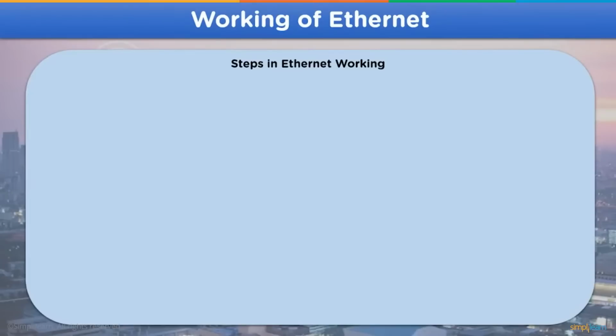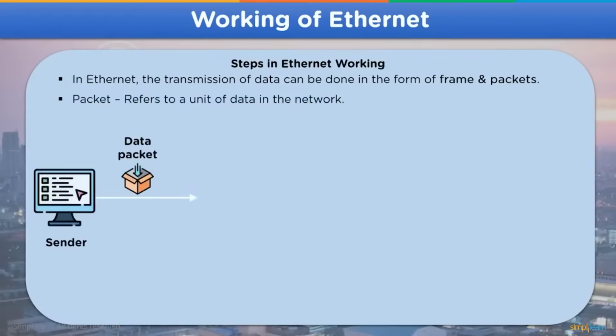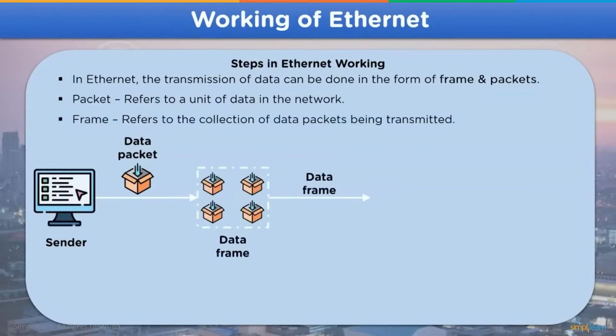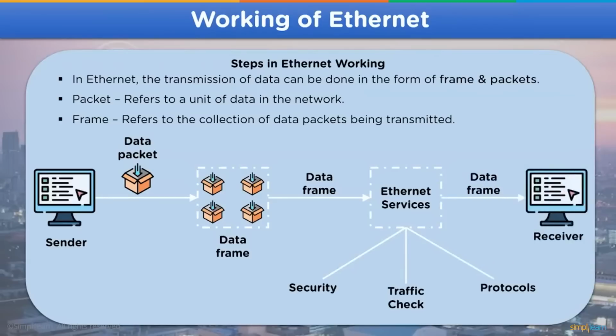But before we begin with the model, the point to be noted is that the transmission of data over the Ethernet channel is divided into two parts, frames and packets, where a packet represents a unit of data in the network, whereas a frame refers to a collection of data packets being transmitted over the channel. And the application of Ethernet services, which includes security, traffic check, and protocols, is applied on the data when it reaches the receiver end.